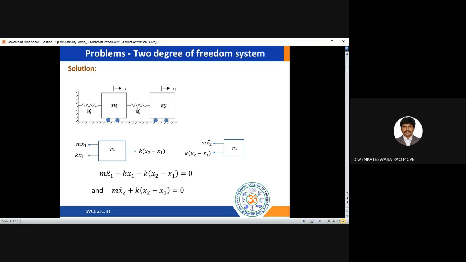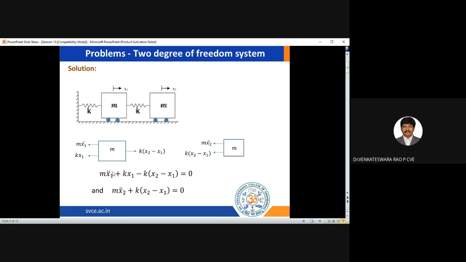Similarly, if you draw the free body diagram of the second mass, the extreme right side mass, we'll have only the spring force k into (x2 minus x1). Then we also have the inertia force, which is m x2 double dot, but in the right hand side, nothing is there, just leave it. So from the first mass, I can write the equation of motion like this.